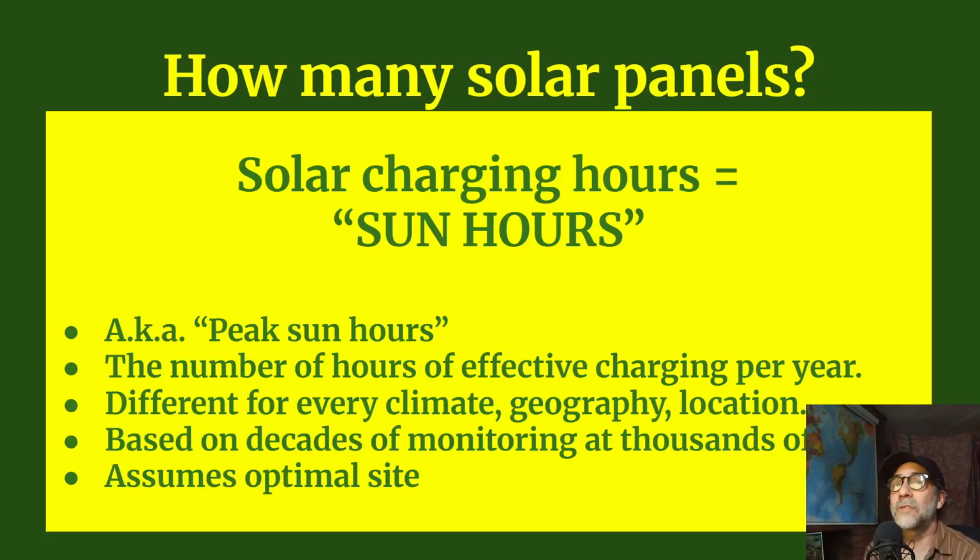The number of hours of charging is what is known as sun hours. It's also known as peak sun hours. That reflects the effective number of hours that a solar panel will be charging per year. In other words, how many hours is it sitting there in the sun per year? It's different for every climate and geography and location, and it's based on monitoring at thousands of sites all over the world. So you basically just look up the number of sun hours at the given site. There's various websites, or you can just get familiar with what the numbers are in different areas.